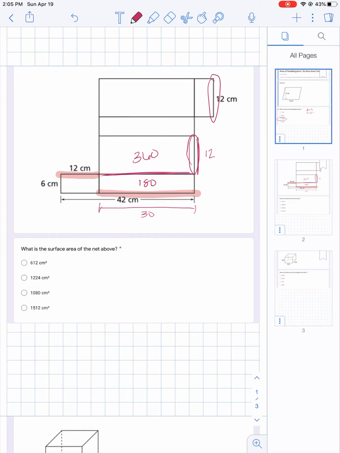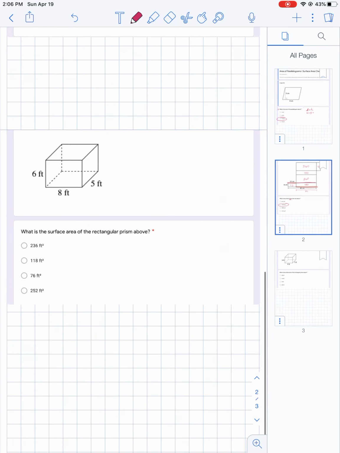And then this one again is going to be our 30 times 6, which is 180. Up here, it's going to be 360 again. And then, sorry, I'm going to neaten this up. Just our two little side bits are both going to be 12 by 6. And 12 times 6 is 72. Now, I'm not going to write it out, but if we were to add all of those up, we would get 1,224 centimeters squared because we are finding the surface area of that net, okay?